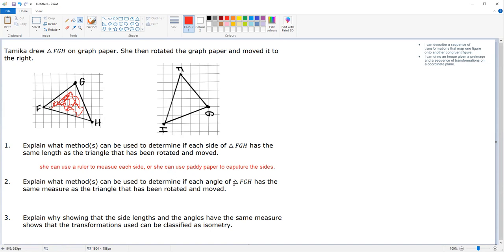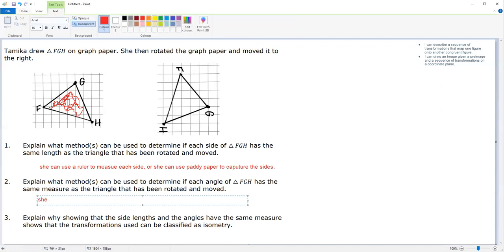All right, and then explain what method she would use to determine if each angle would be moved. So you could use a protractor. She could use a protractor to measure each angle, and then when she flipped it and moved it, she could measure the angles again. Or a compass for that matter, before and after the movements.